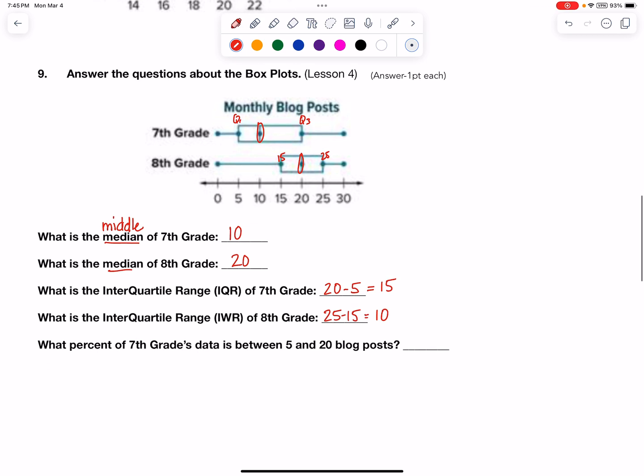All right, what percent of 7th grade's data is between 5 and 20? Well, so we're talking about between 5 and 20 here. What percent of data are those two quadrants? Well, each quadrant is 25%, and we have two of them there. So this is 50% of the data.